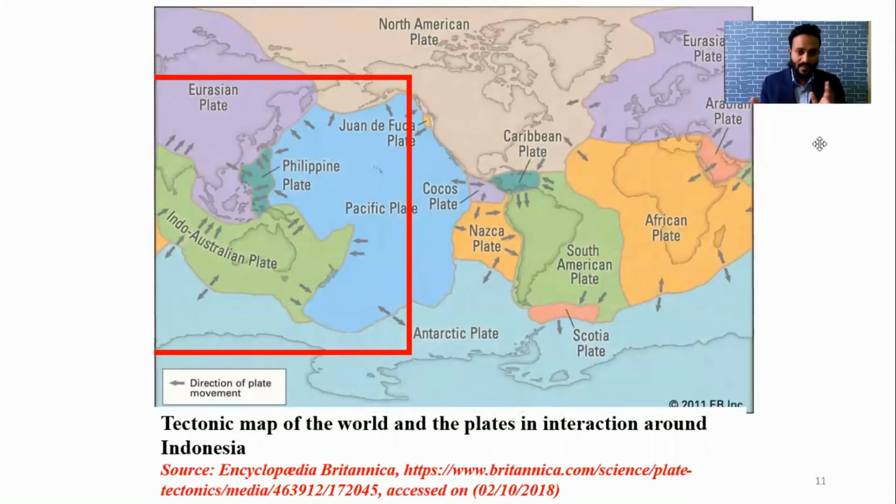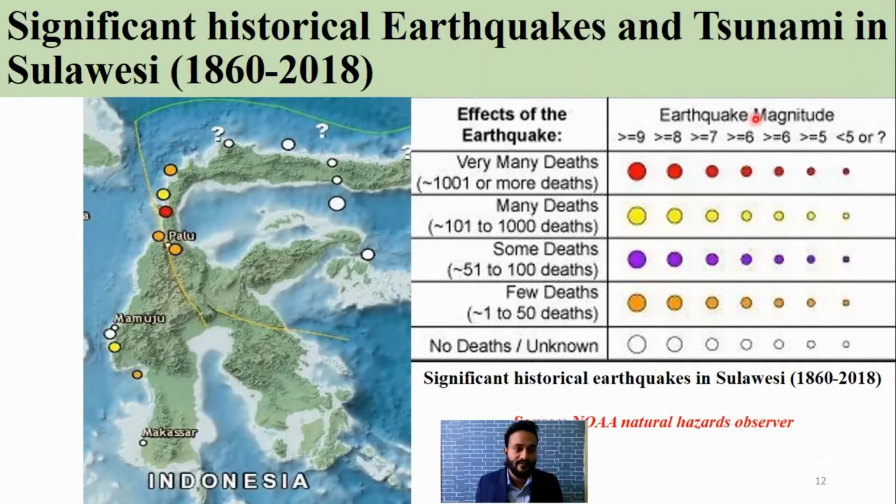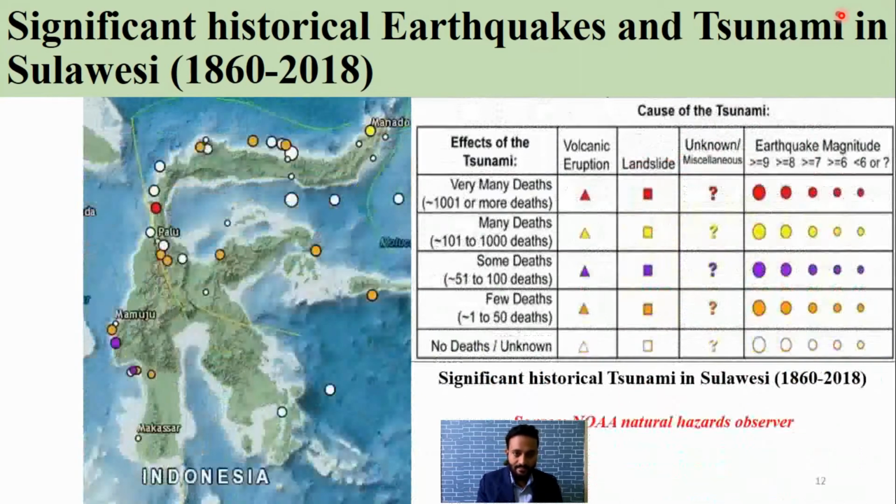So this is the complex interaction of tectonic plates around the Indonesian archipelago. Now coming to the tsunami and earthquake history of the island of Sulawesi between 1860 and 2018. These are the many earthquakes of various magnitudes that hit the island nation. The tsunamis that hit Sulawesi between 1860 and 2018 are listed in this map.